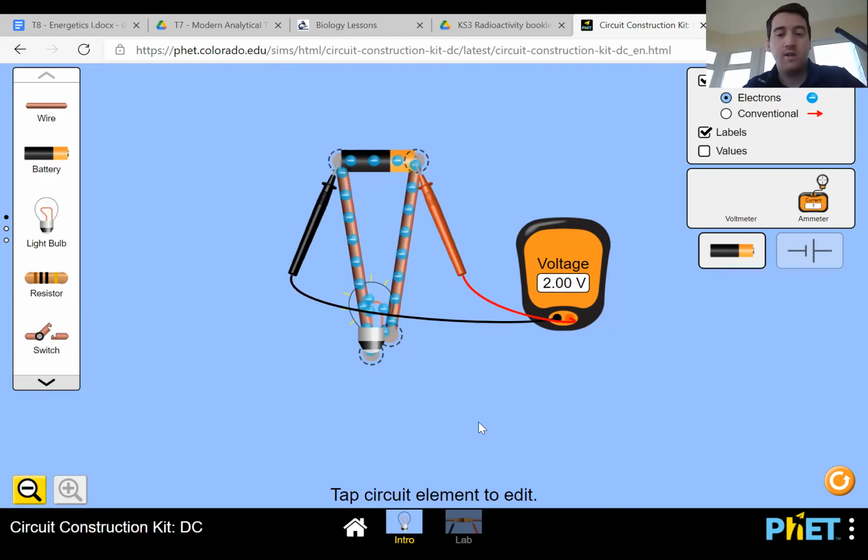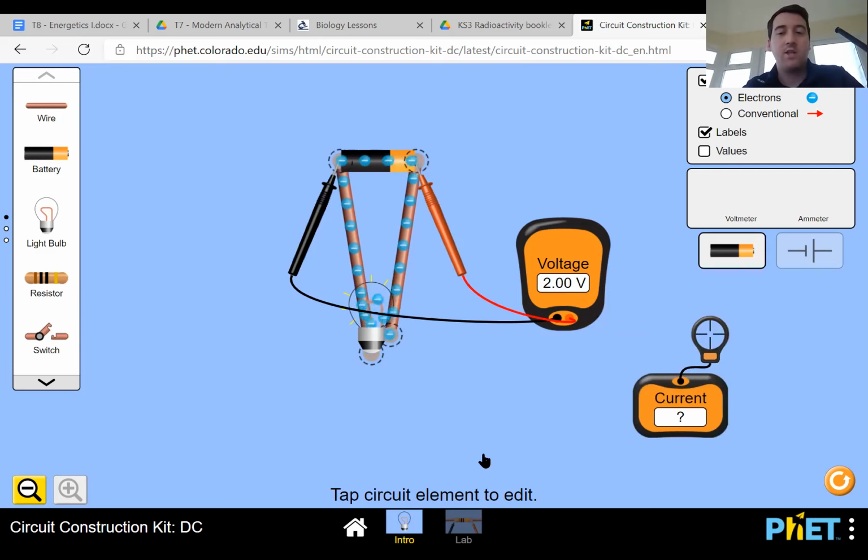Sorry, I'm just going to need to, all right, this isn't ideal actually. We're going to switch. If you see down here, no, it's fine, never mind. We're going to measure, so we've measured our voltage, it's 2 volts.